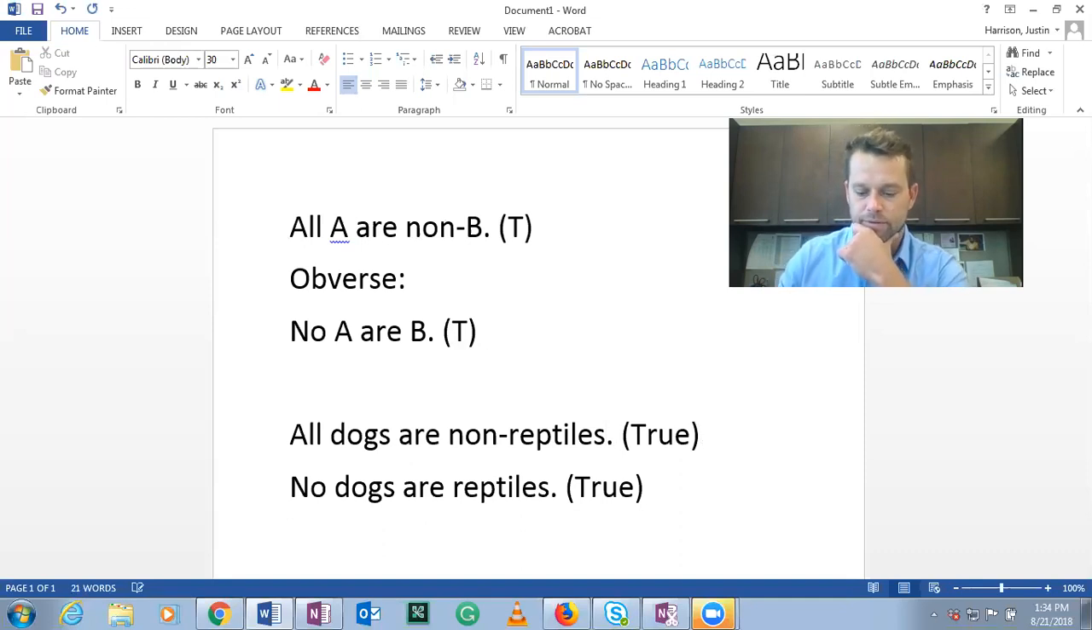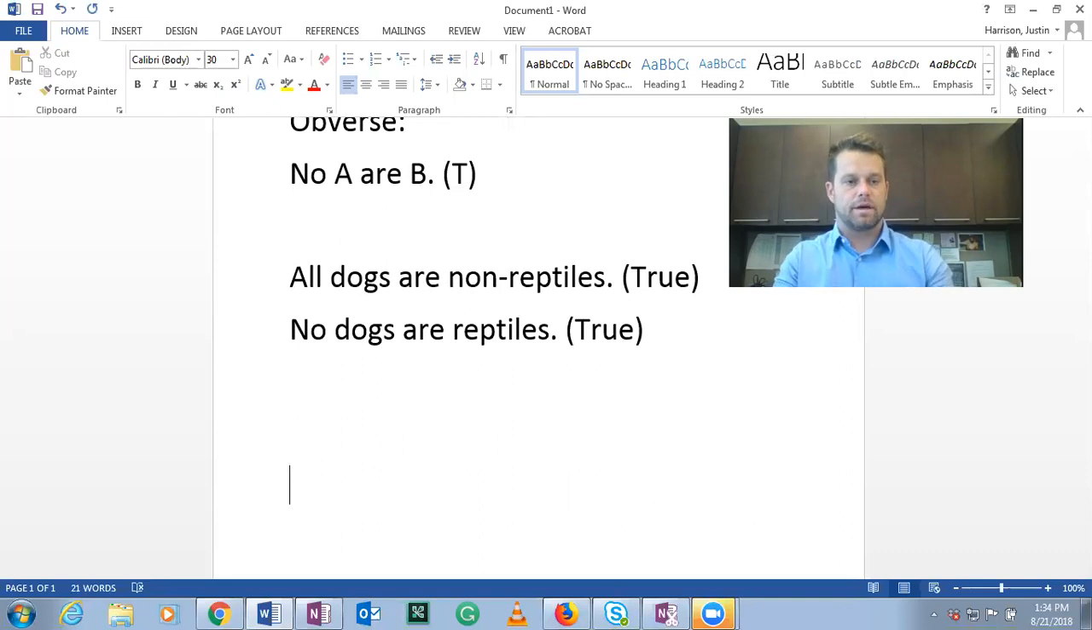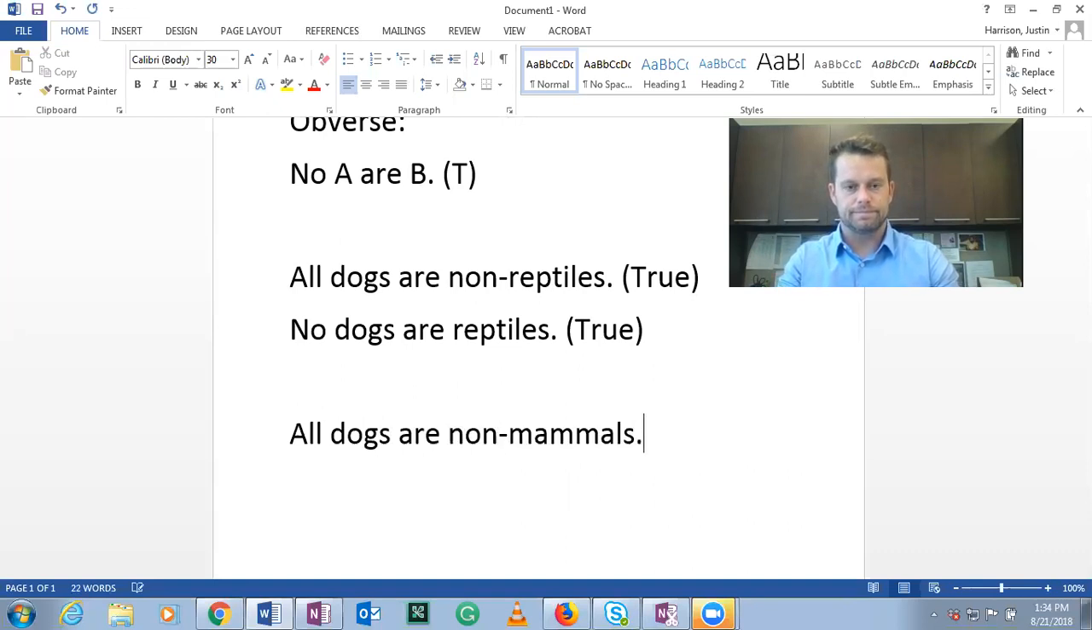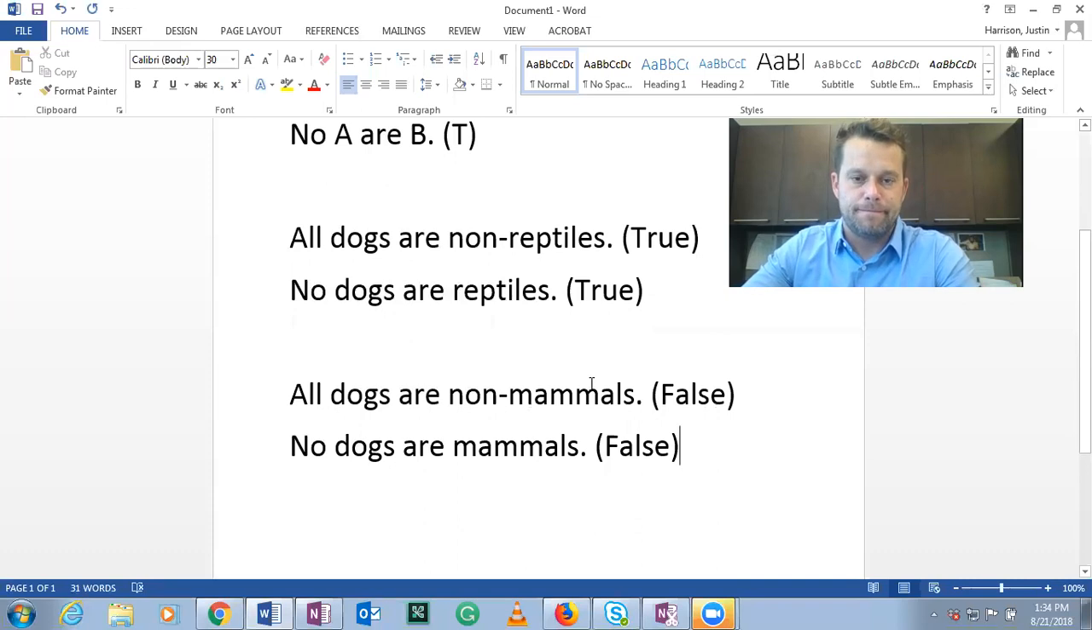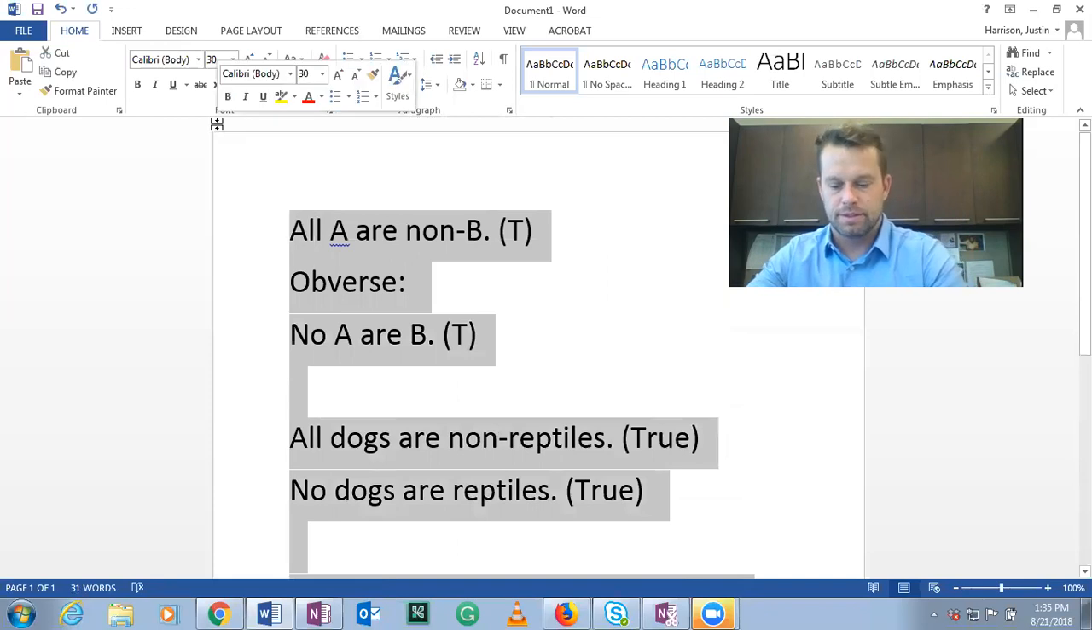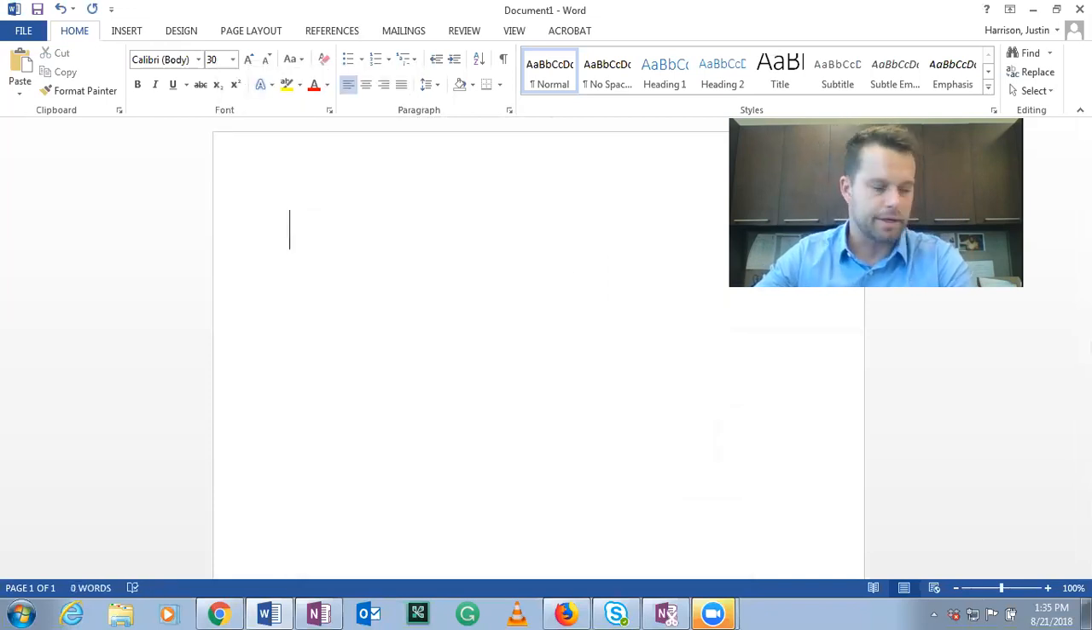Now let's try one that's false with the same classes, or maybe not exactly the same. So all dogs are non-mammals. That's a false statement, right? The obverse of that statement would be no dogs are mammals, which is also false. And no matter what you put in there, this relation will always hold for the obverse. All right, let's try one more that's a little bit different here.